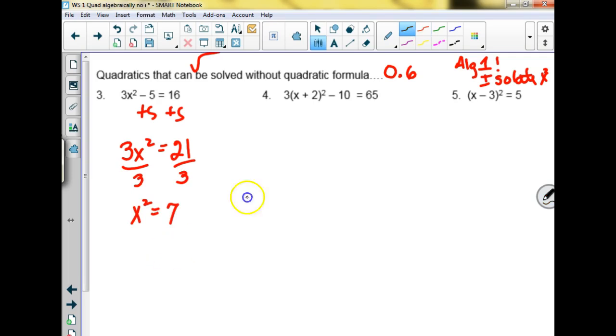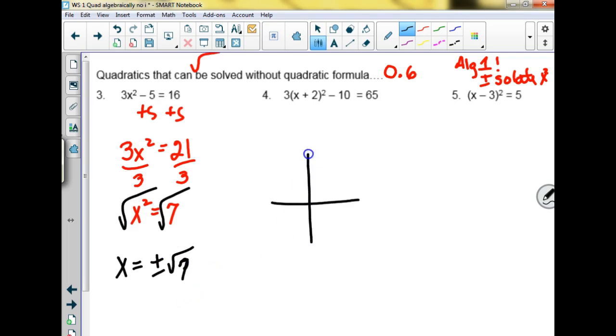And then when we square root, what do we have to be careful of? That's a great question. Can you simplify it or not? Anybody know what else? Yes. There are two solutions to this question, positive and negative square root of 7.